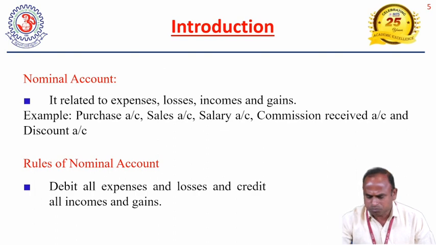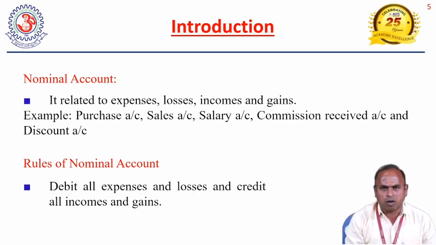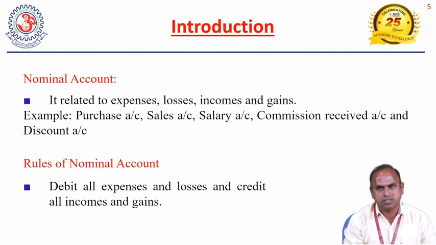The next one, nominal accounts. The nominal account always indicates expenses, losses, incomes and gains. The examples are purchase, sales account, rent account and salary account. These are the examples of nominal account. The rule of nominal account: debit all expenses and losses, and credit all incomes and gains. So these are the basic rules of accounts, or the golden rules of accounts.